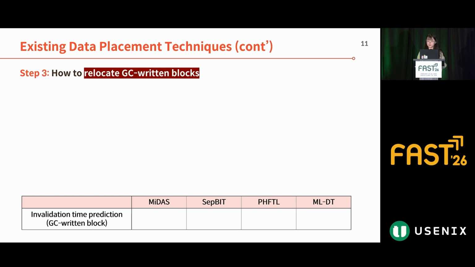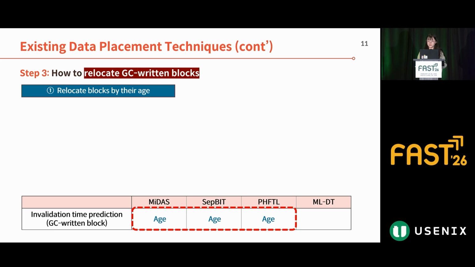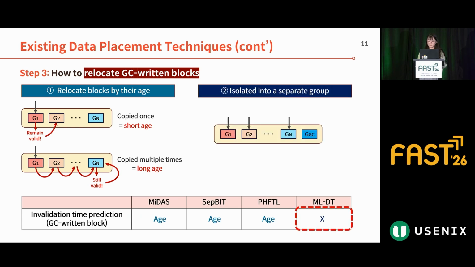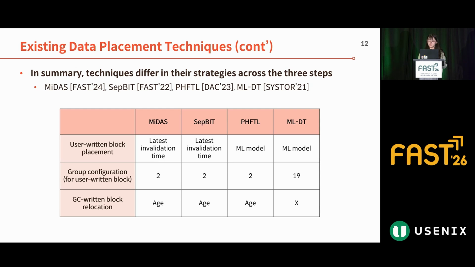Finally, for relocating GC-written blocks, most techniques use a block's age for relocation. If a block is copied for the first time, it is treated as having a short age and relocated to a warm group. If the block remains valid and is copied multiple times during GC, it is treated as old and relocated to colder groups over time. MLDT is different. It does not predict the remaining invalidation time of GC-written blocks. Instead, it assumes all GC-written blocks are cold and isolates them into a separate group.